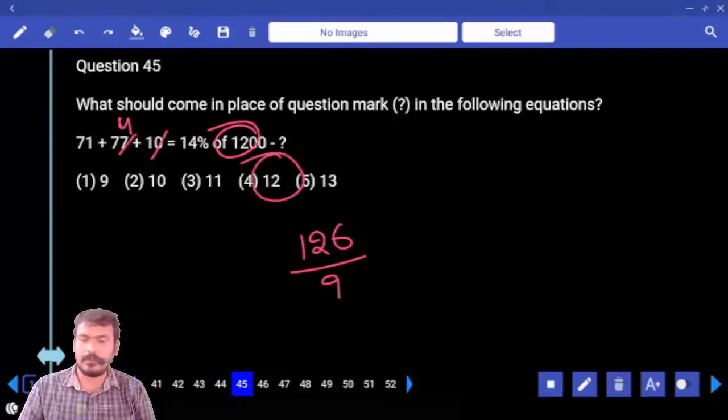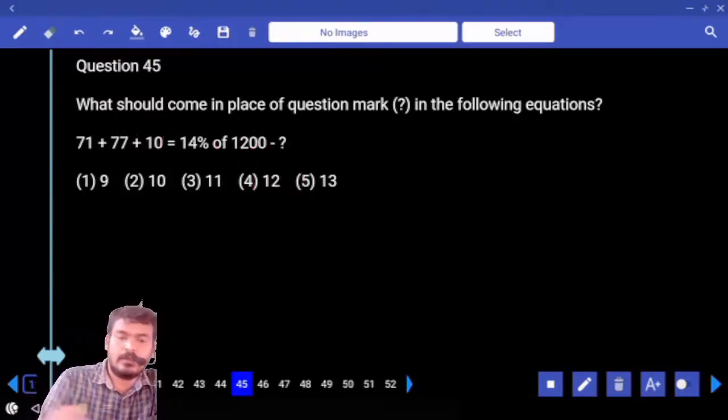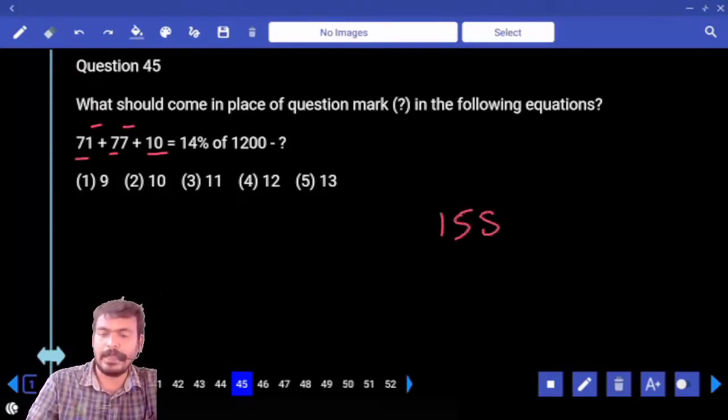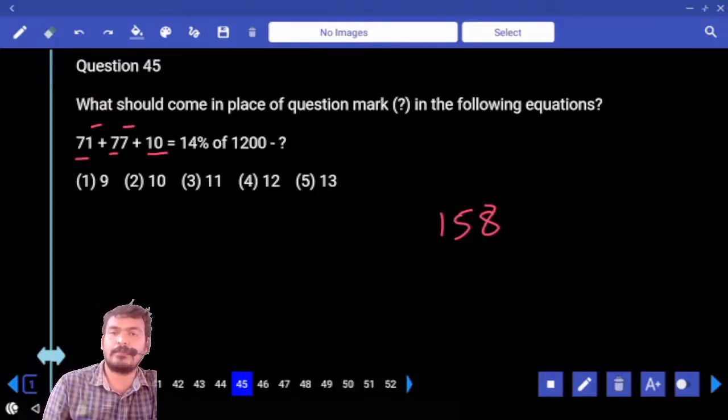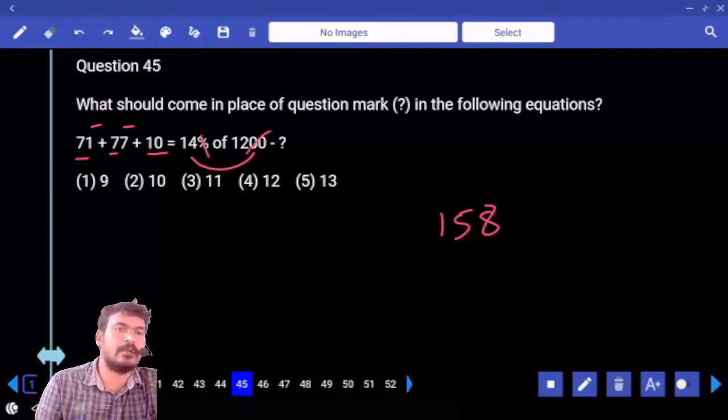Next 45, first priority left hand side values, or not? 70 plus 70, 140 plus 10, 150, 7 plus 1, 8, it will be 158, or not? That 158 is subtracted from 14% of which value? 1200. Percentage, 2 zeros are cancelled, or not?